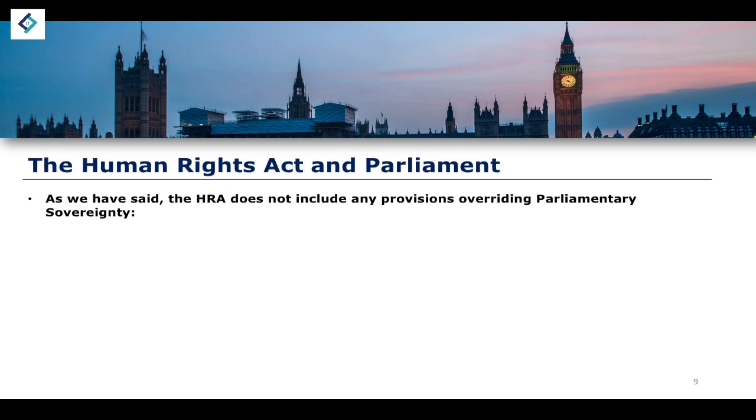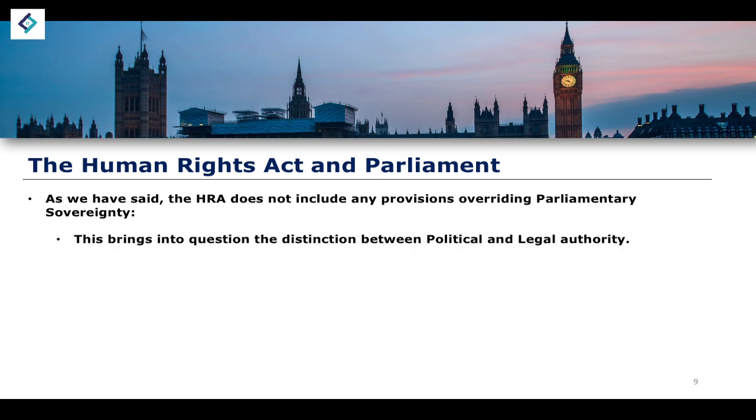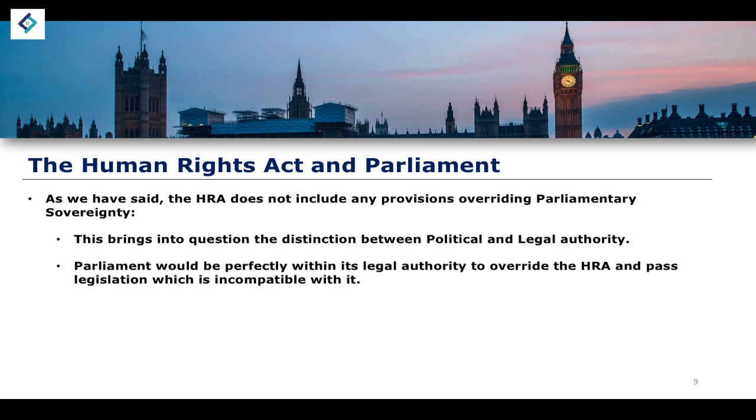As we've already said, the Human Rights Act does not include any provisions which override parliamentary sovereignty. And what this does, as I've mentioned previously, is make a distinction between what we would describe as the political sovereignty of Parliament and the legal sovereignty of Parliament. Parliament would be perfectly within its legal authority to override at any point the Human Rights Act and pass legislation which is incompatible with it.